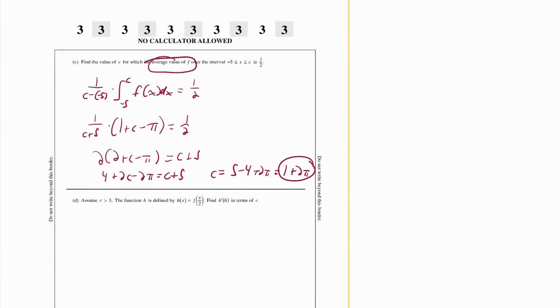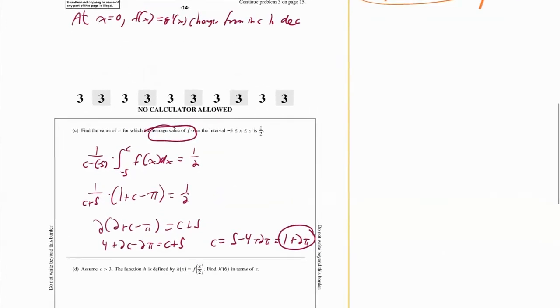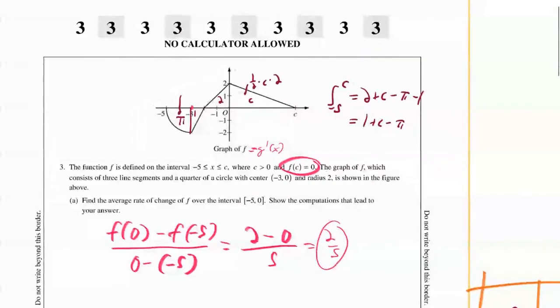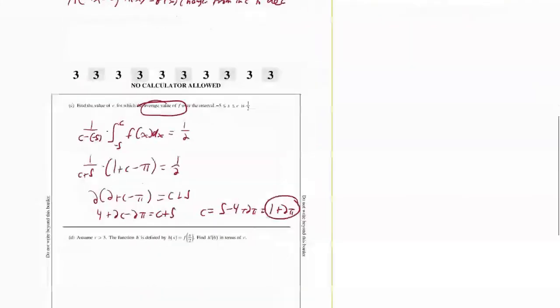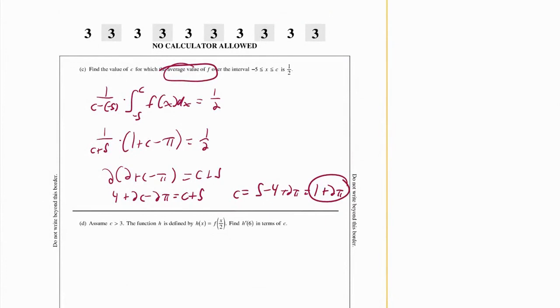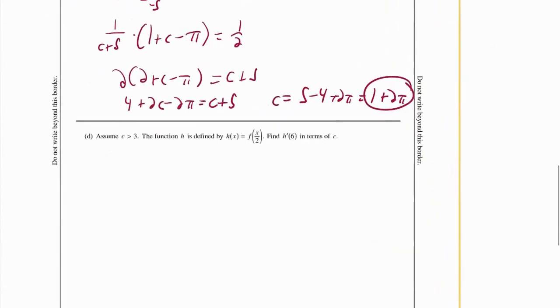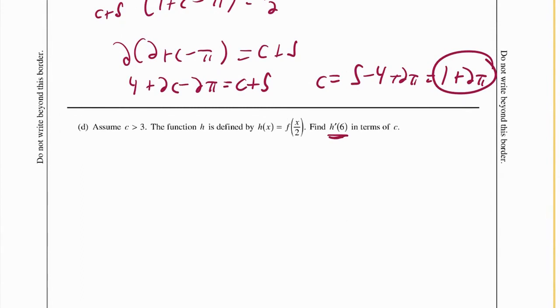So that's another question that tied in average value and tried to manipulate you into seeing, can you really evaluate the average value while also knowing how to find the area underneath the curves, while also knowing that that can be applied in here to get this value. So finally, it says assume c is greater than 3, and then this function is defined by h of x is equal to f of x over 2, and it wants h prime of c. Okay, not as hard as it looks.